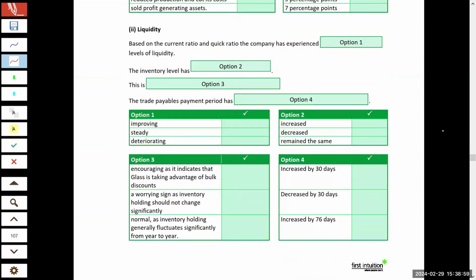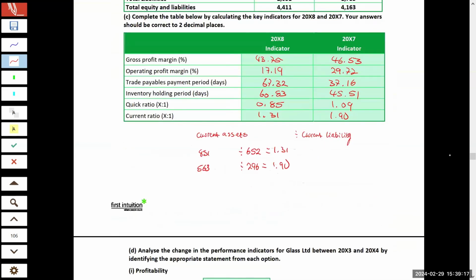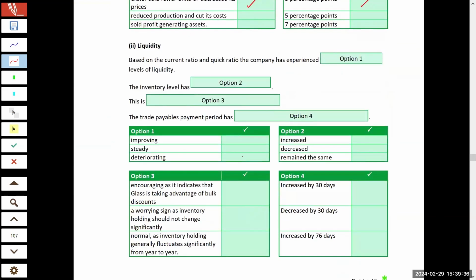Now, what about the liquidity? So again, can we just keep talking about these different things? This is what we need to do. So for liquidity, we're saying that based on the current ratio and the quick ratio, the company has experienced what? Improving, steady, or deteriorating levels. Well, how do I find that out? Well, I can just refer back to my workings. When I look at the quick ratio and the current ratio, from 20x7 to 20x8, they have both fallen. It's gone down from 1.09 to 0.85 and gone down from 1.90 to 1.31. So the ratios are dropping, they are deteriorating.